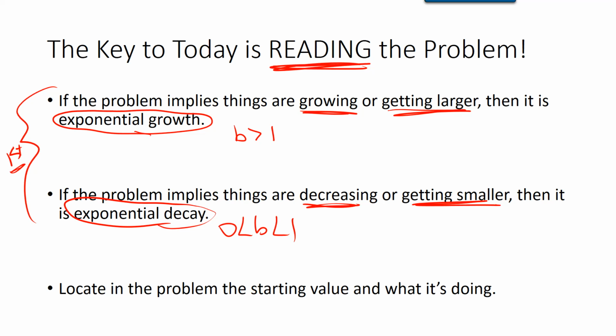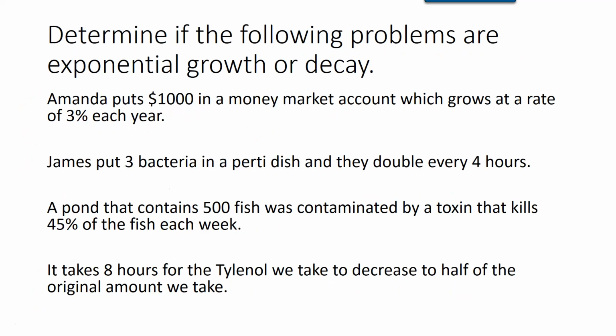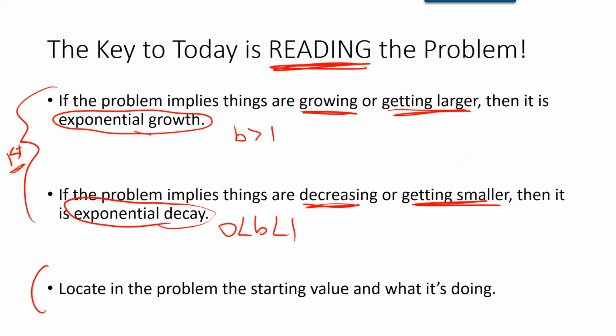We want to decide if it's growth or decay. Now, depending on what I'm asking, you may only have to read it once, but when we write equations, you're going to have to read it a second time. And when we read our problem the second time, we're looking for the start value and what the problem's doing. Those two things are going to help us write our equation. The start value is the same thing as our 0 point on our graph, and that's important because that's going to tell us the a value in our equation.